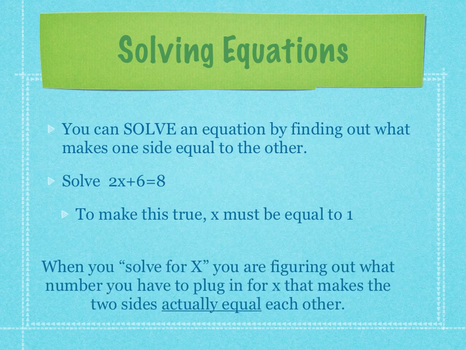A really important thing to understand, when you go through the steps of solving for x, what you're doing is you're figuring out what number you have to plug in for that variable, x, that makes the two sides of the equation actually be equal to each other.